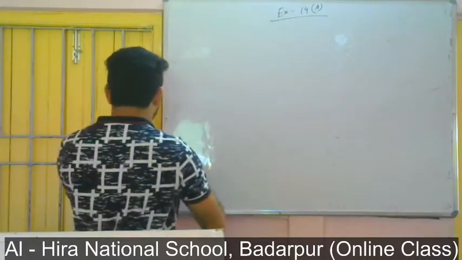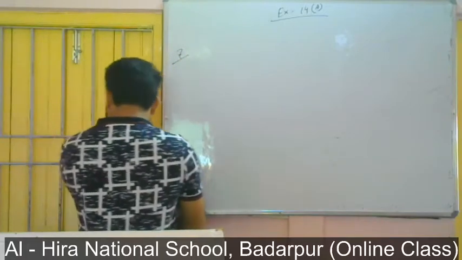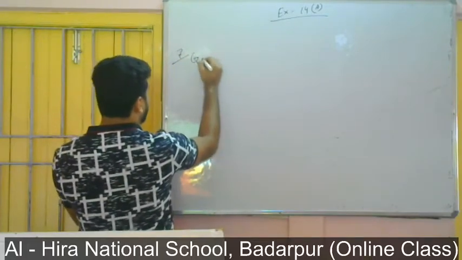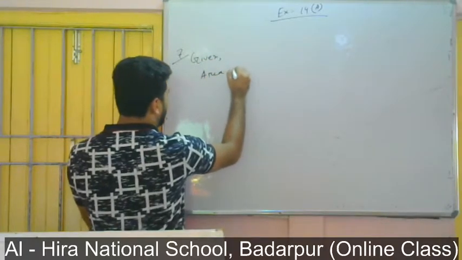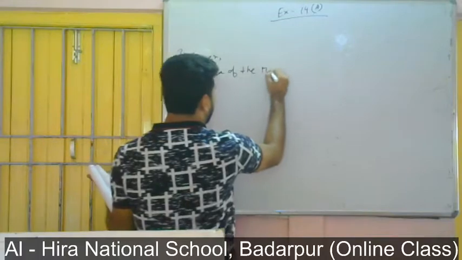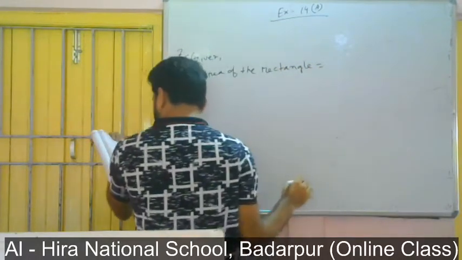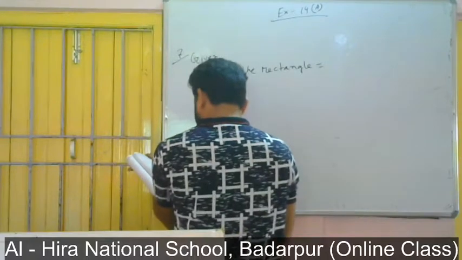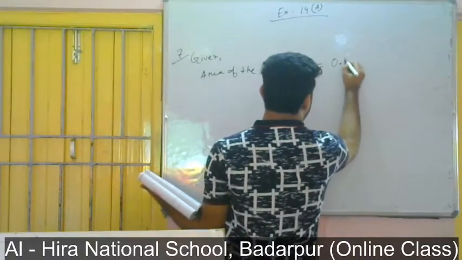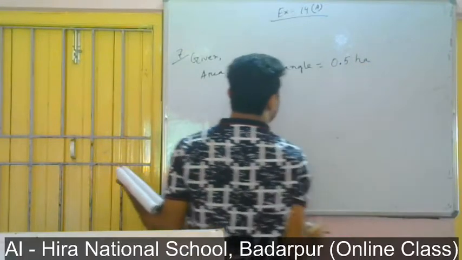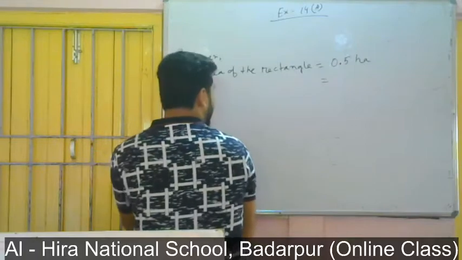So first you write what is given. Question number 7. Given: area of the rectangle is 0.5 hectares. Then we have to convert this into meters, because we have to find the answer in meters.